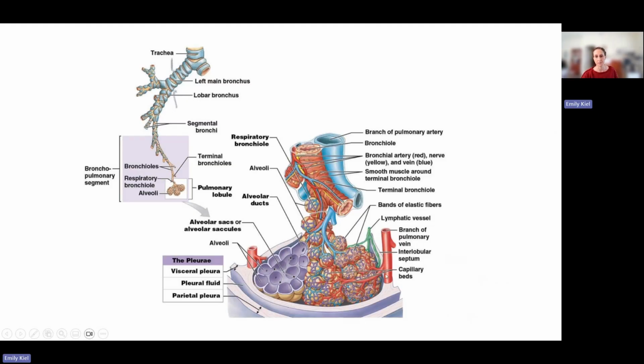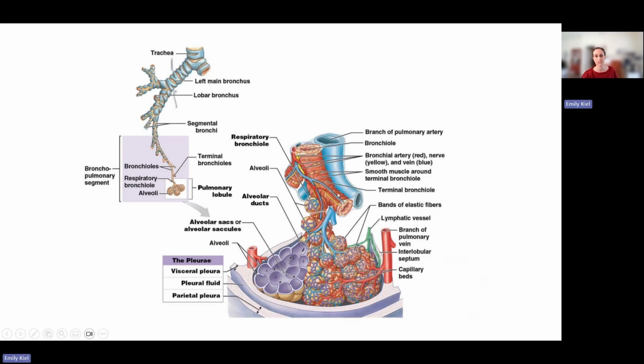And they are surrounded by these capillary beds that are going to either bring the carbon dioxide to them or take the oxygen where it needs to be. You've got alveolar ducts that are part of bringing the air into these sacs or saccules, and the respiratory bronchiole is what brings the air to the alveolar ducts.